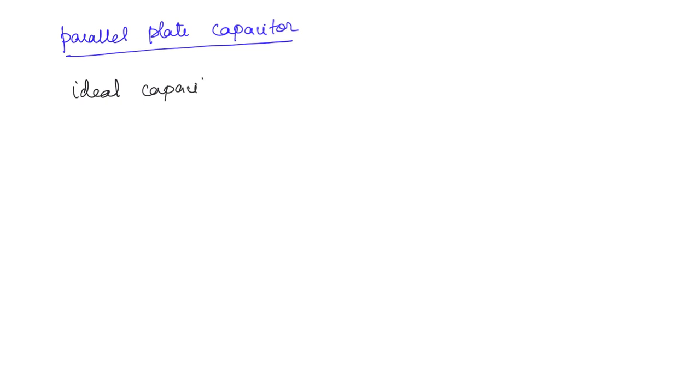So first we will discuss the parallel plate capacitor. What is the expression for capacitance C? One thing you need to know is the ideal capacitor. There is something called an ideal capacitor. The characteristic of an ideal capacitor is that there will be no fringing effect. We will see what fringing is. There is no fringing at the edge of the plates.